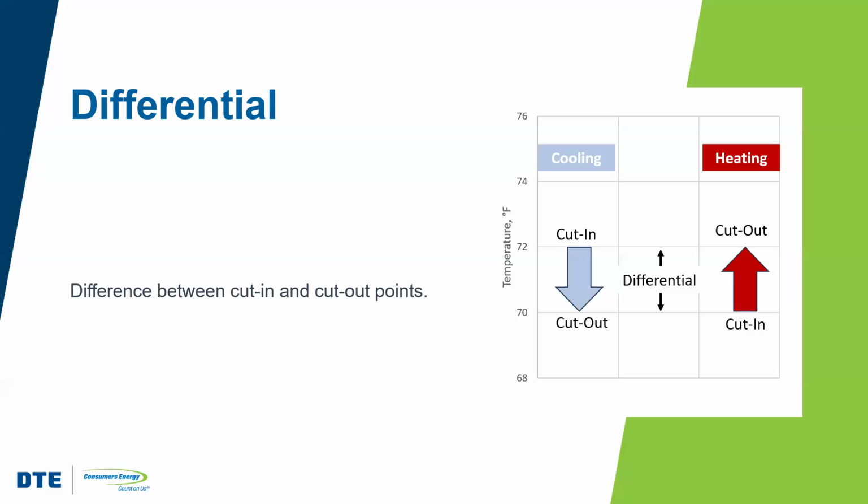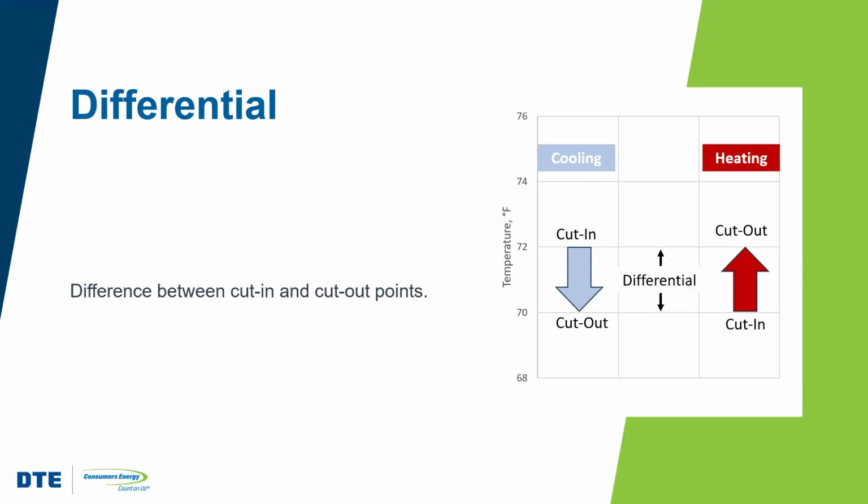The differential defines when the thermostat starts and stops equipment. So this is the cut in and the cut out temperature. And typically for both heating and cooling, this is about a 2-degree span. So, for example, if you're in heating mode, if the heating set point is 70, then the thermostat would cut in at 70 and it would cut out when the temperature in the space got to be 72.